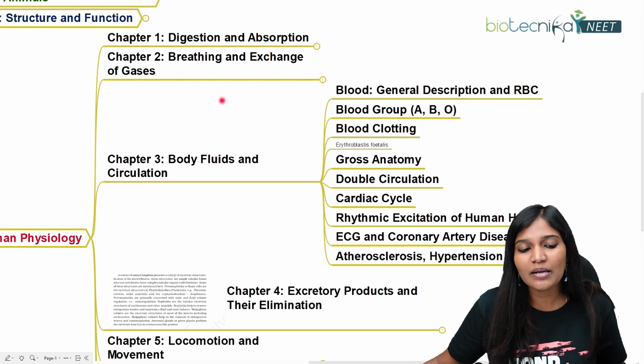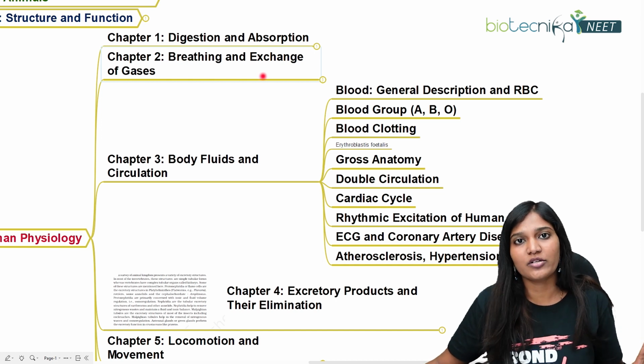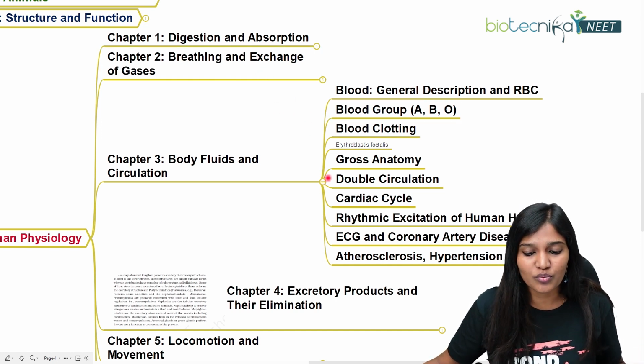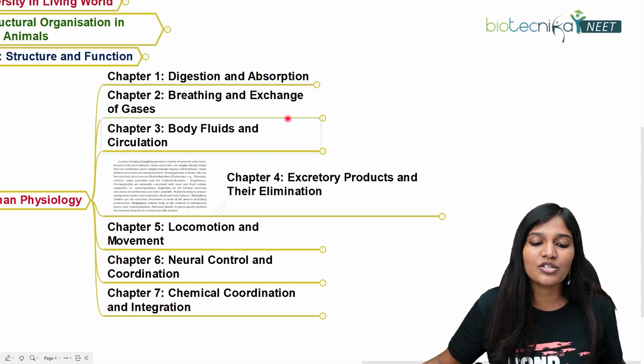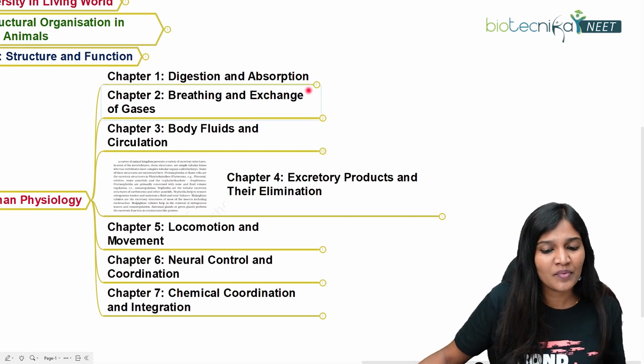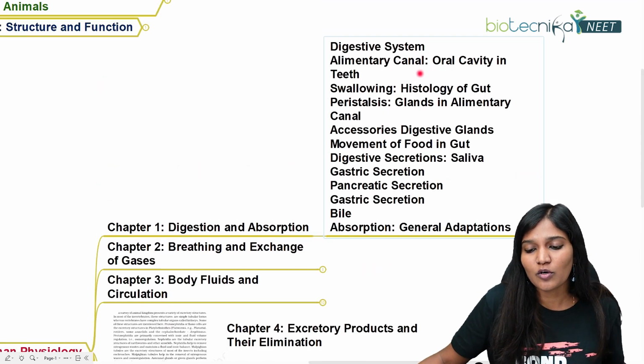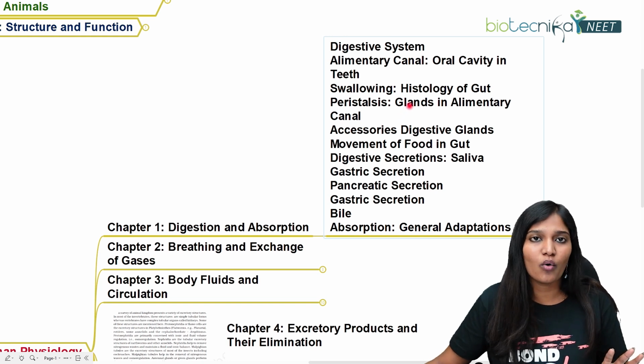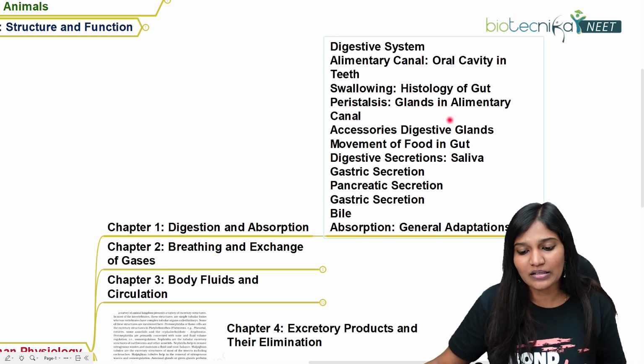So mostly in body fluids and circulation and breathing and exchange of gases, all the topics are important. This is what I can say for both of these things. So follow these two chapters very importantly. Then you can take up digestion and absorption. Digestion and absorption, please stick only to your NCERT book. You don't have to study anything apart from it.